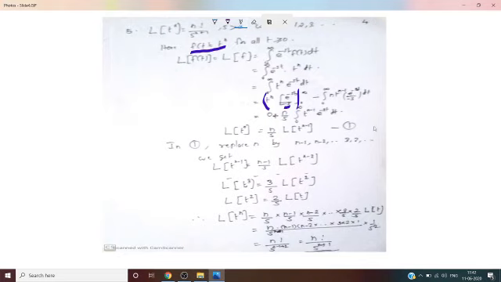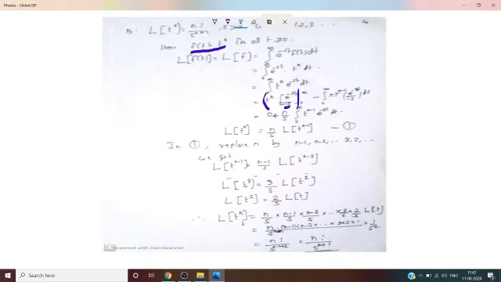In equation number 1, replace n by n minus 1, n minus 2, etc., 3, 2. Then we get L of t raised to n is n by s into L of t raised to n minus 1. Then L of t raised to n minus 1 is n minus 1 by s into L of t raised to n minus 2. Similarly, L of t cube is 3 by s into L of t square. Now L of t square is 2 by s into L of t.